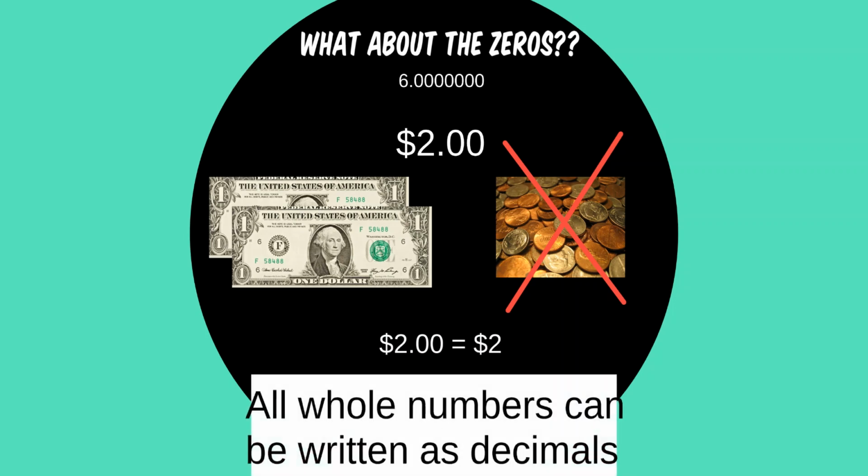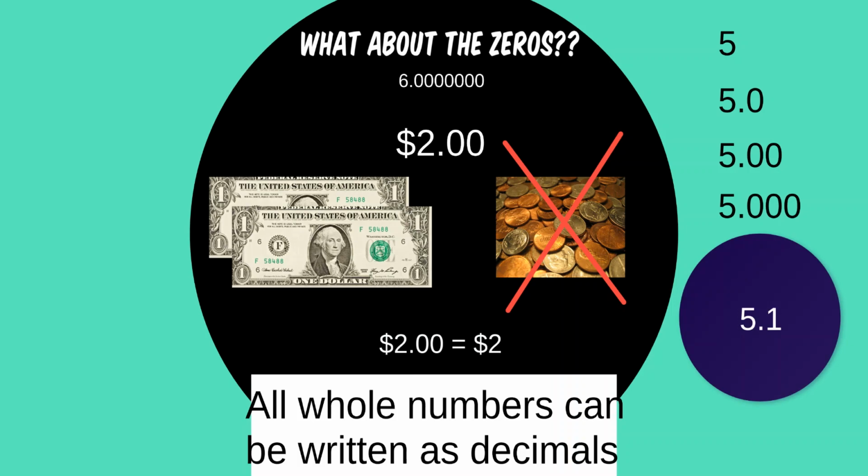In fact, all whole numbers can be written as decimals. So 5 is the same as 5.0, which is the same as 5.00, which is the same as 5.000. Adding the zeros at the end just communicates that there's no parts of numbers after the decimal, and so the value of that number 5 doesn't change. But what if I have 5.1? Now I'm saying something different. So let's talk about that.